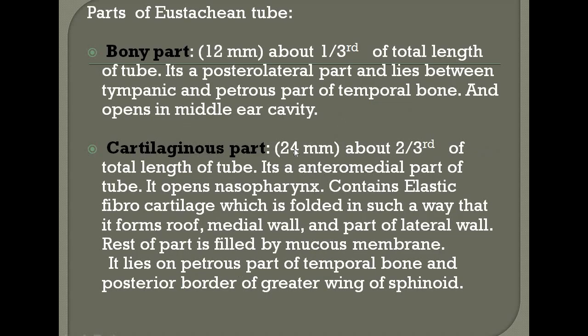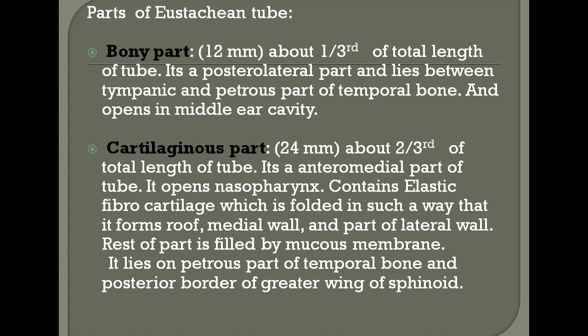Now we will see these parts of eustachian tube in detail. Bony part is 12 mm, about 1/3 of total length of tube. It is a posterolateral part and lies between tympanic and petrous part of temporal bone. It opens in middle ear cavity.